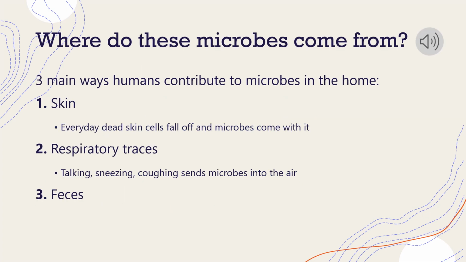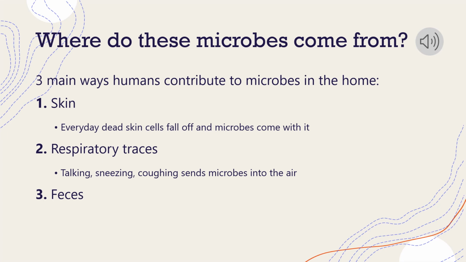Okay, so we figured out where bacteria come from looking at the bath toys from the case study, but what about the other areas in your home? How are microorganisms getting into your sinks and other places? Well, there's three main ways humans can contribute to the microorganisms growing in your home, and that is through your skin, respiratory tracts, and feces.